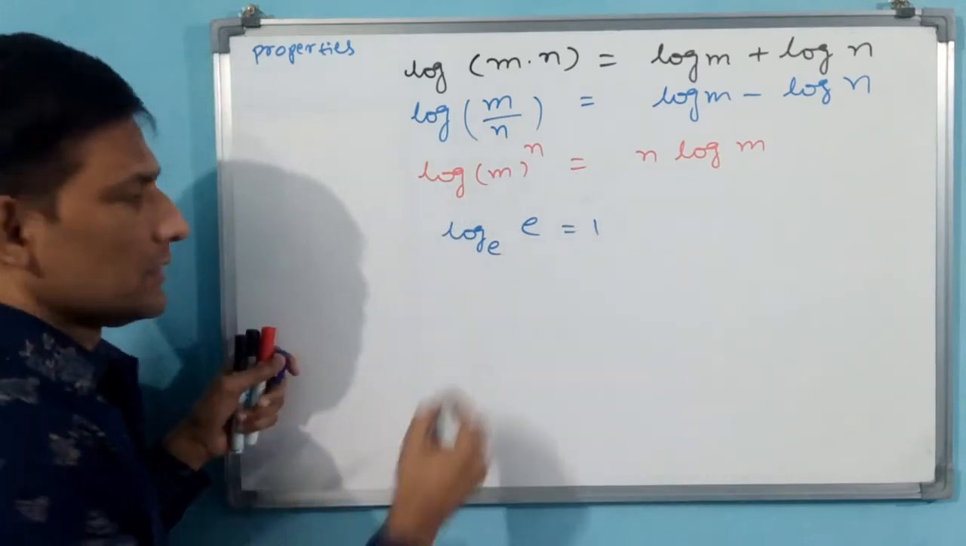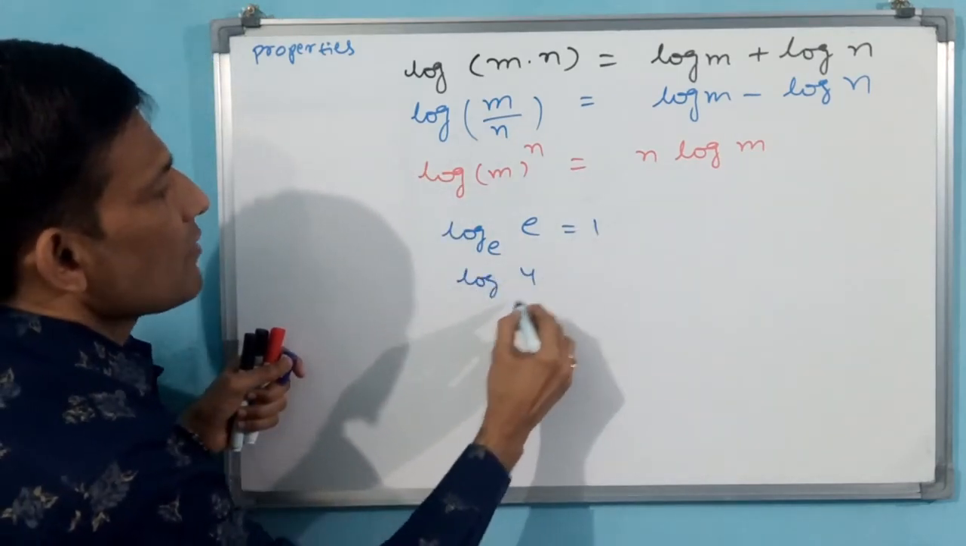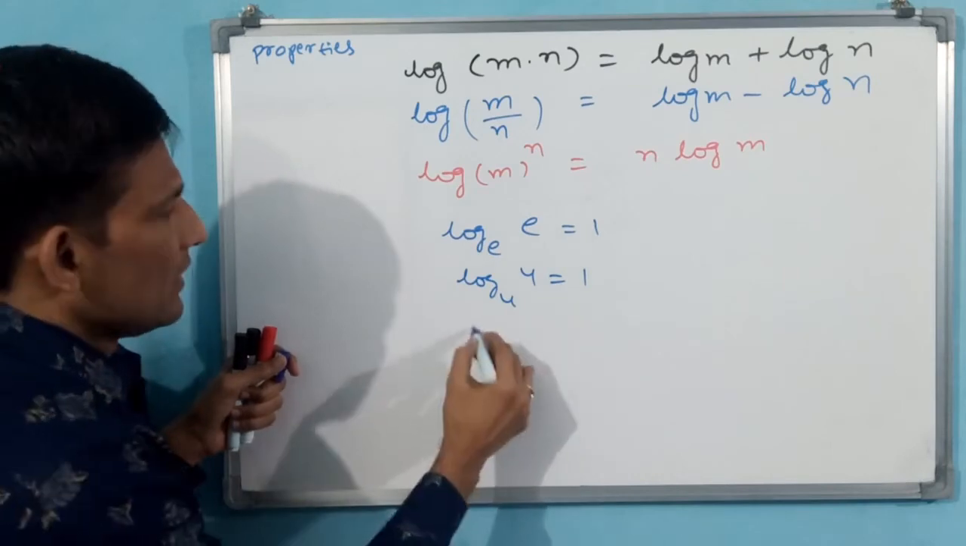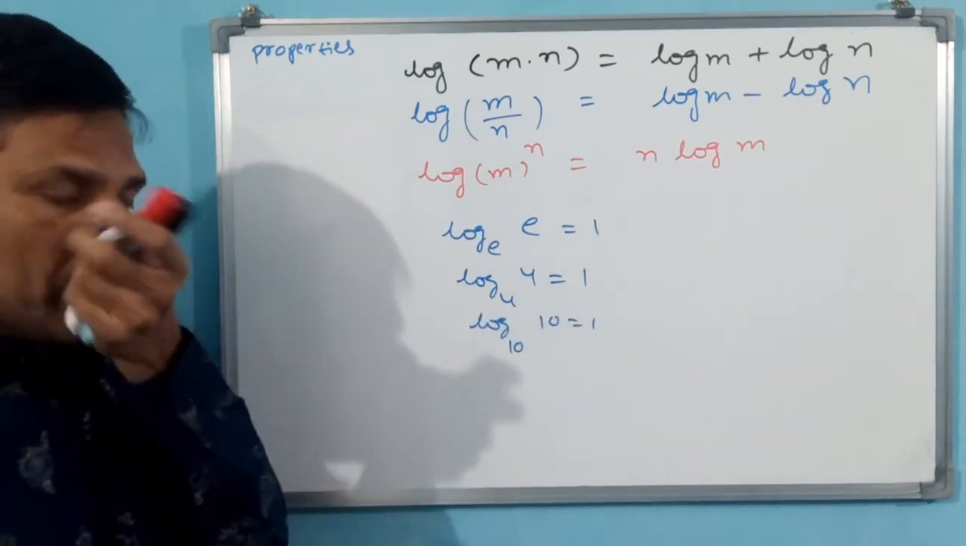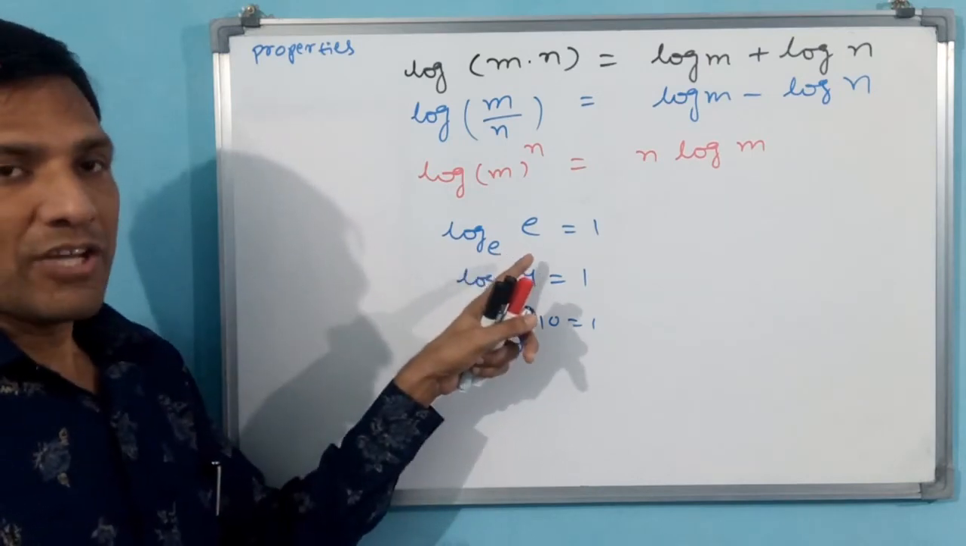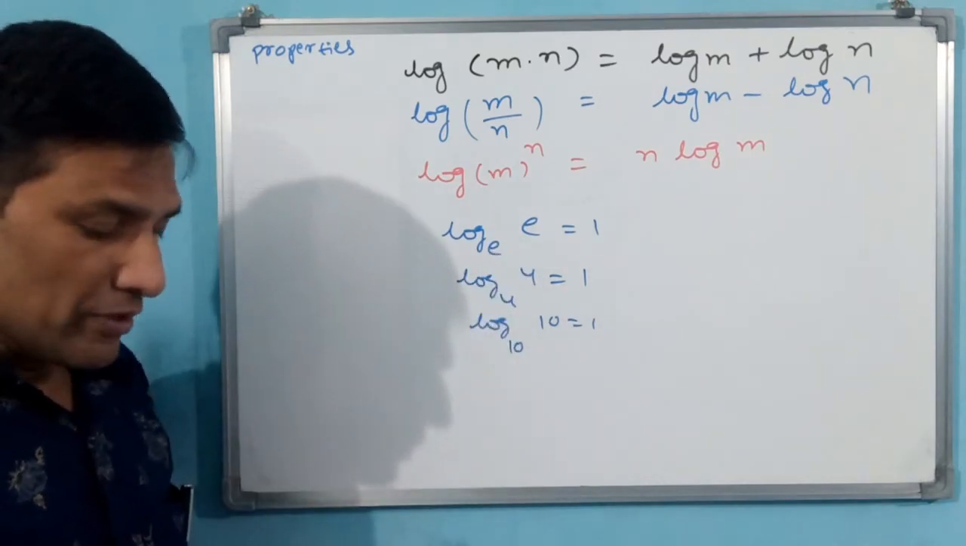1. Log 4 to the base 4 is 1. Log 10 to the base 10 is 1. Log e to the base e is equal to 1. Like that you remember. Why?